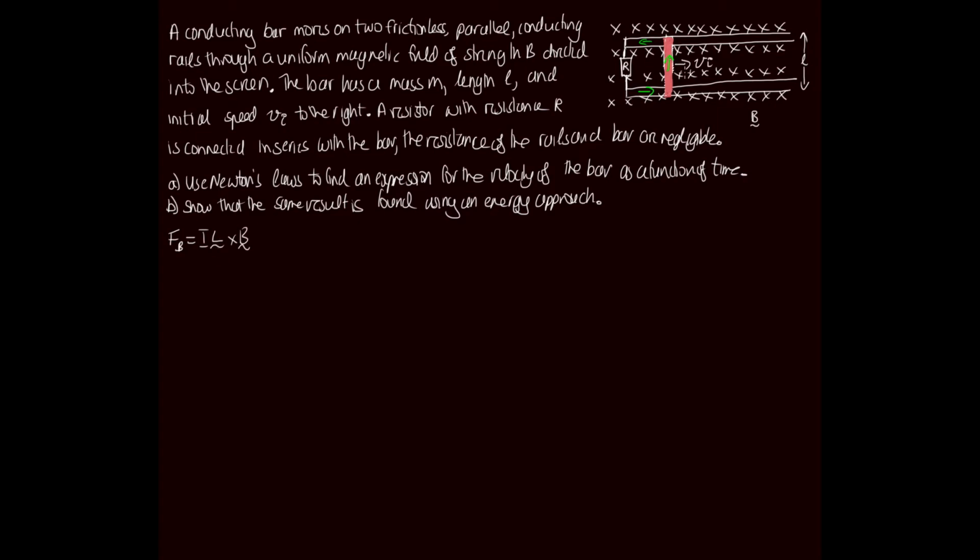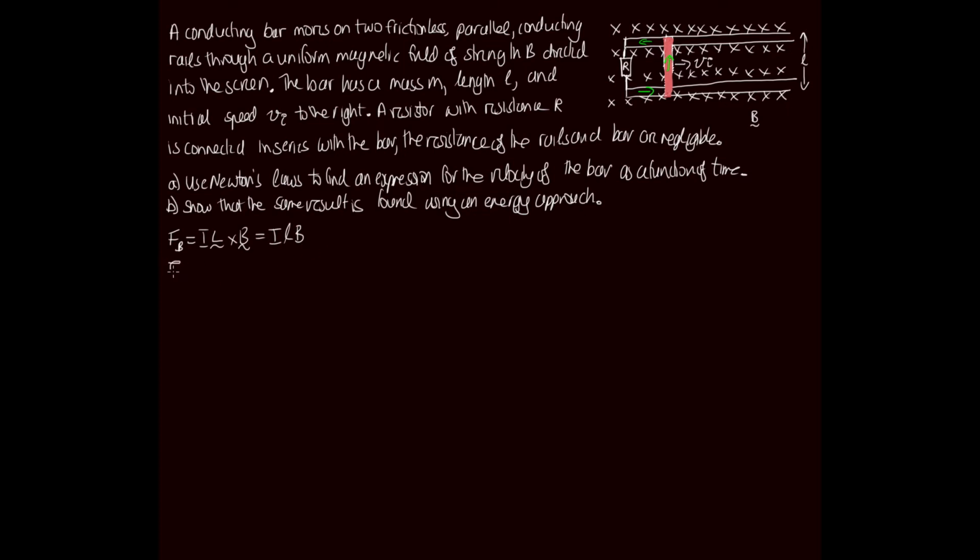Now, in this case, the current is flowing up the bar and the magnetic field is going into the screen. So these are perpendicular, and we can write this as I, and then L is the length of the bar, so that's little l, times B. So we've now got an expression for the force, only we don't know what I is. To work out what I is, we're going to need to use Faraday's law.